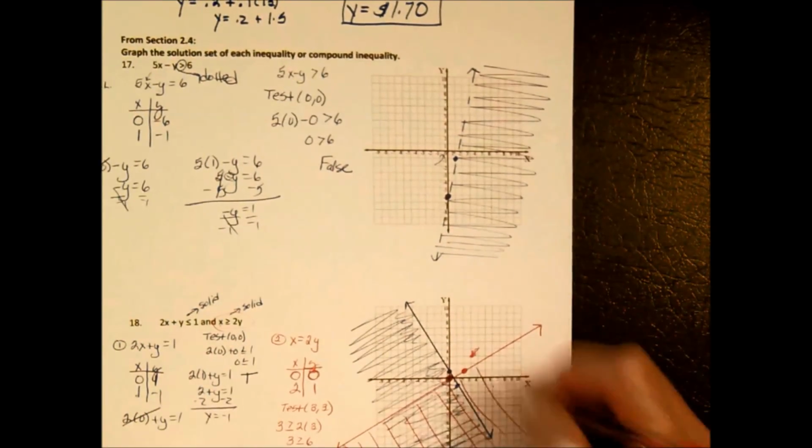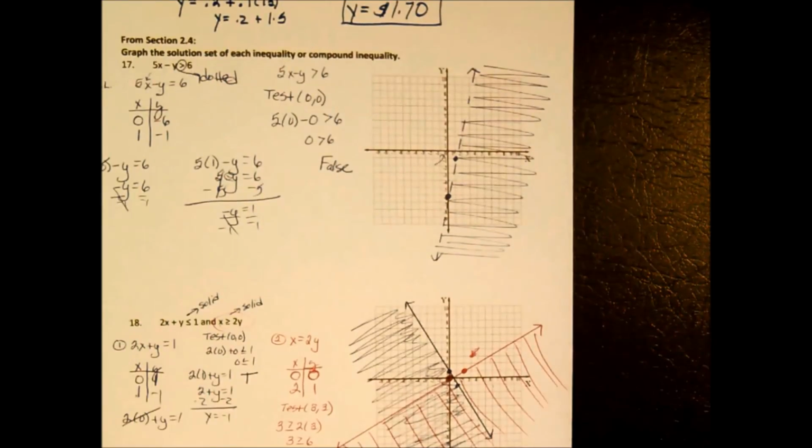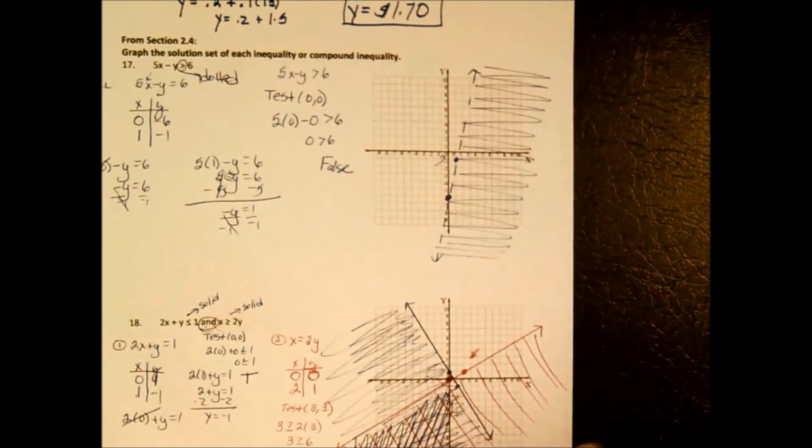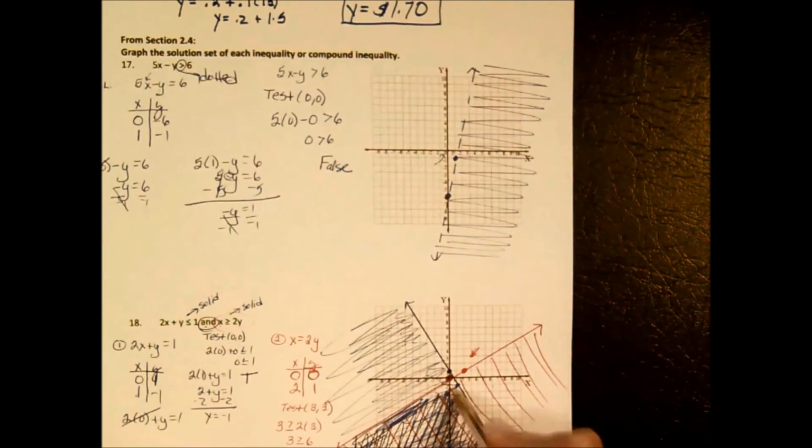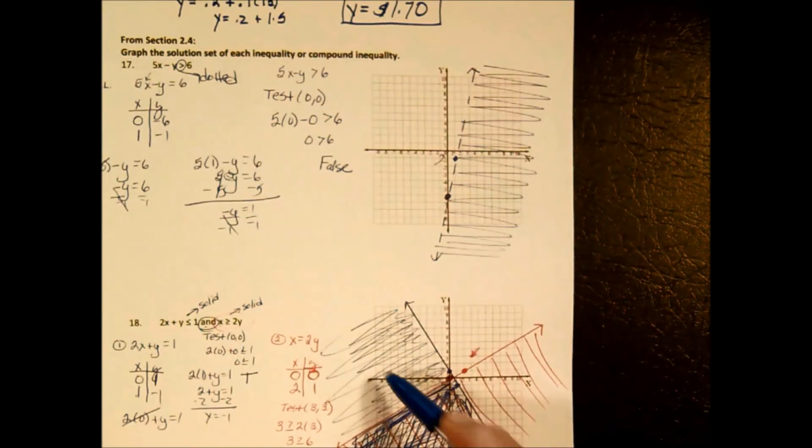Now, because my problem said and, what it's asking me is, where do you see the double shading? And I think it's obvious. I'm going to make this kind of dark. The double shading is between these lines. This is where you have the red and the blue, and that's what that means. Where is the double shading? So this is red and blue, just red. This didn't work.